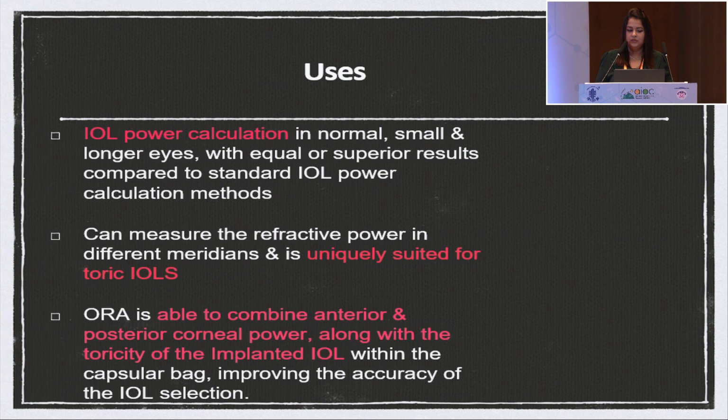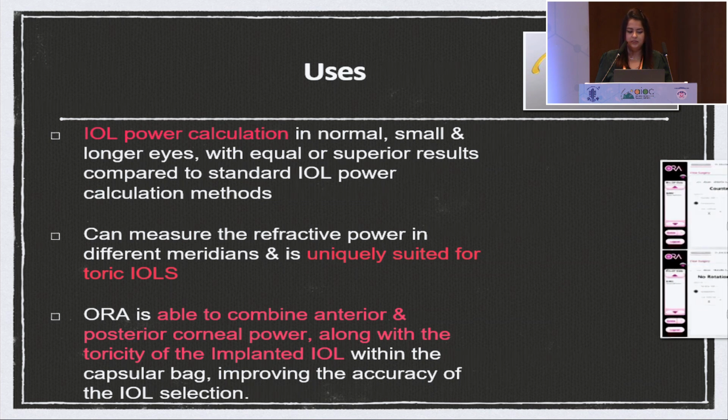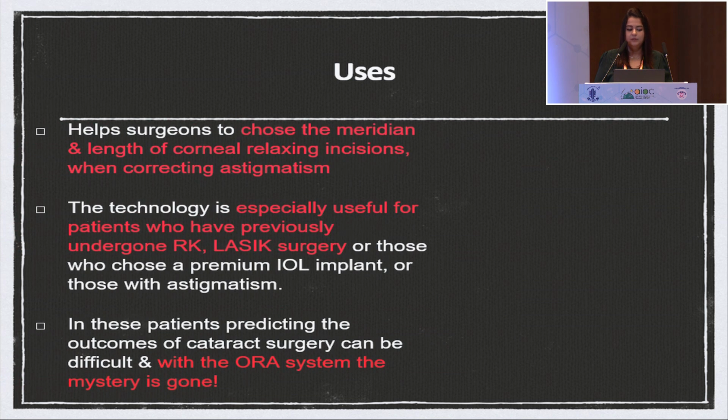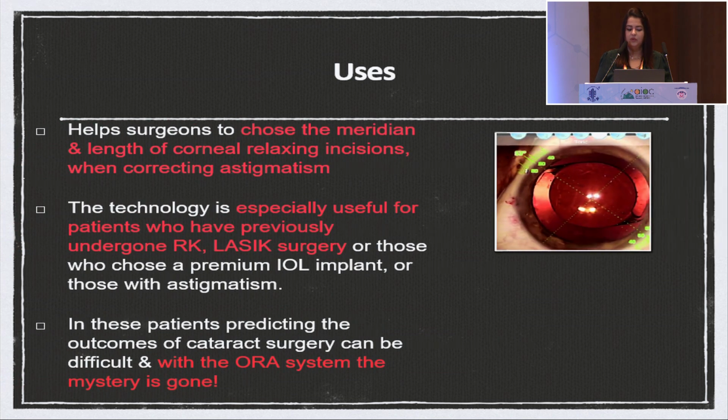Coming to its uses, it is mostly used in IOL power calculation in normal, small, and longer eyes with equal or superior results compared to standard IOL power calculation methods. It can measure the refractive power in different meridians and is uniquely suited for toric IOLs. It is able to combine anterior and posterior corneal power along with the toricity of the implanted IOL within the capsular bag, improving the accuracy of IOL selection. It helps surgeons to choose the meridian and length of corneal relaxing incisions when correcting astigmatism.